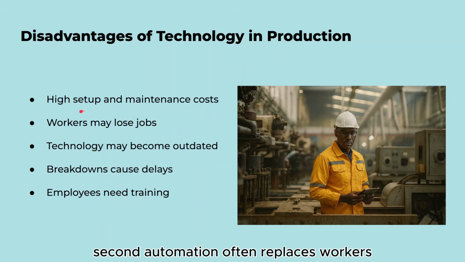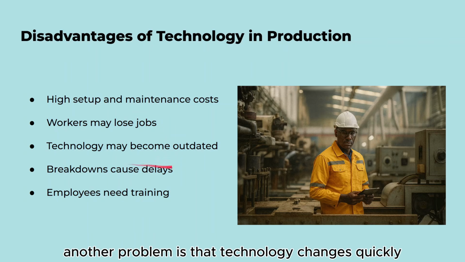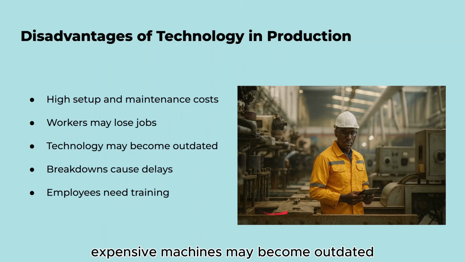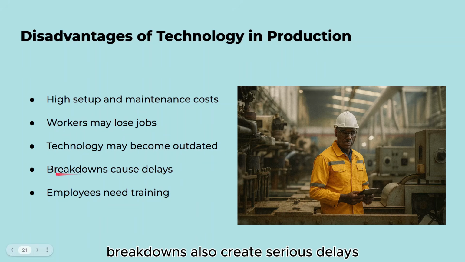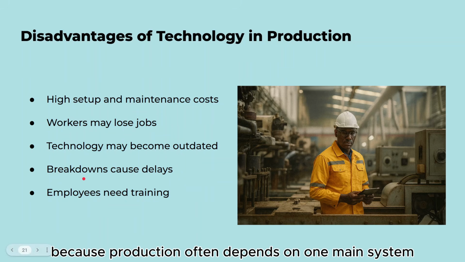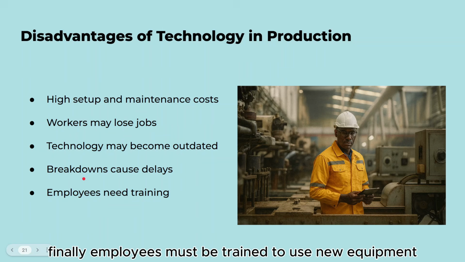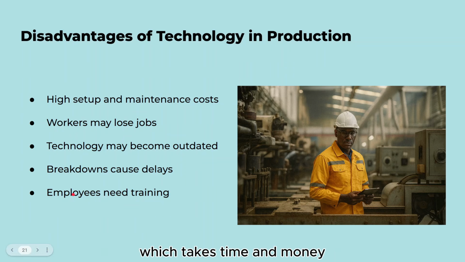Second, automation often replaces workers, which can lead to job losses and low morale. Another problem is that technology changes quickly. Expensive machines may become outdated within a few years. Breakdowns also create serious delays because production often depends on one main system. Finally, employees must be trained to use new equipment, which takes time and money.